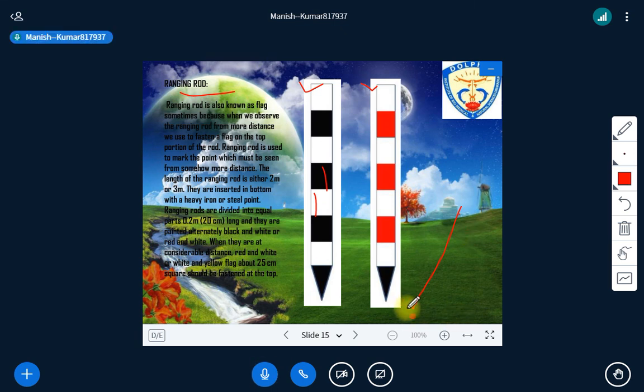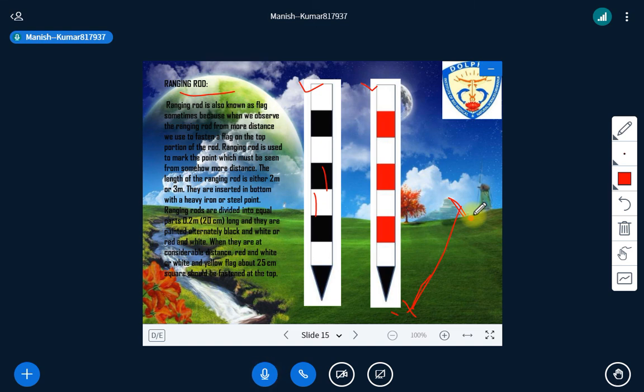So how are the things to be done? One ranging rod has to be placed there, and another person is holding the ranging rod, and then we are just checking whether both ranging rods are in the same direction or not. So that's why this ranging rod has to be used. If one person is looking from here, obviously the second ranging rod has to be covered by the first ranging rod. So we can understand that both ranging rods are in the same straight line. Then you can measure using the tape or chain.